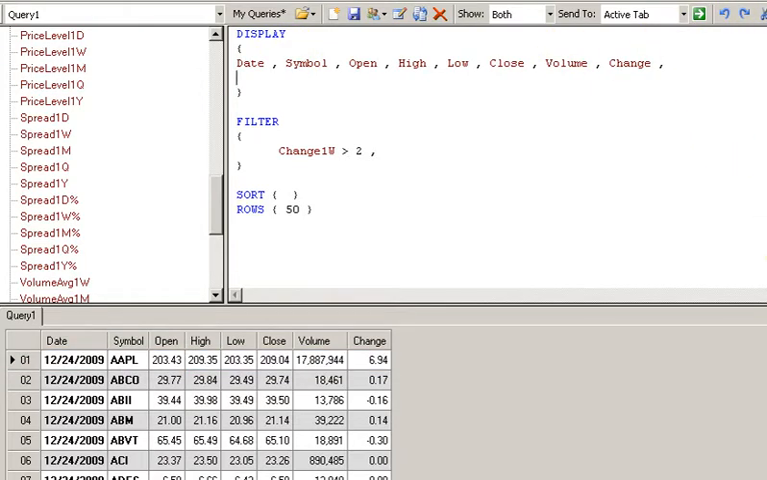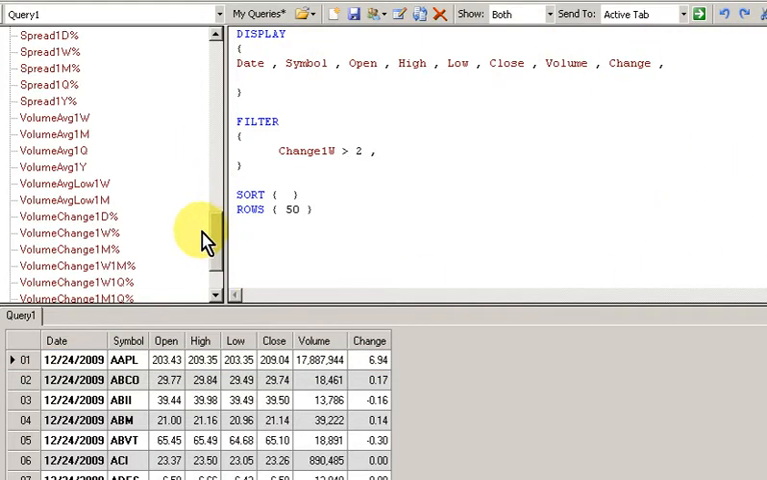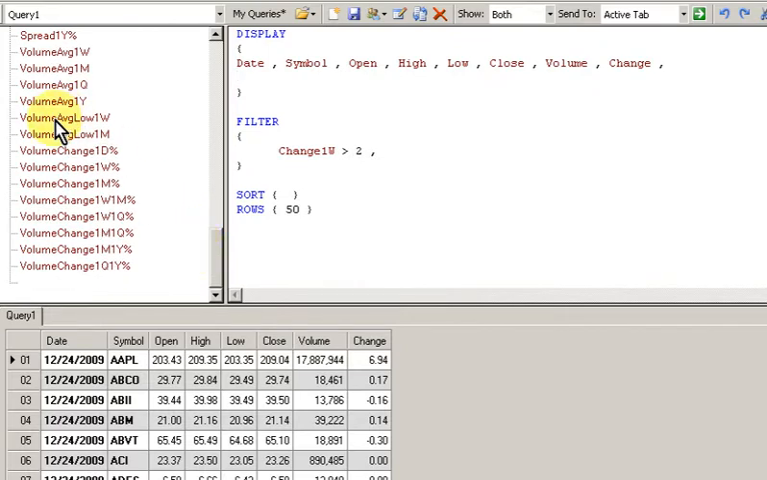Alright, so let's go to the next category. The next category is volume average low. Volume average low for the week and the month. This is very, very useful to filter on data that has exploded in volume for a couple of days, which seems to happen every day.